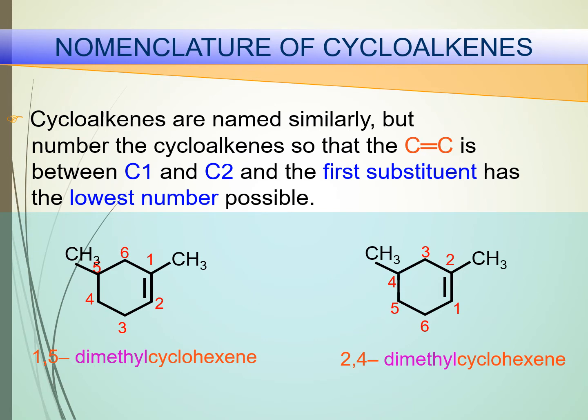Which structure do you think has the correct name? The answer goes to the first one on the left, 1,5-dimethylcyclohexene. This is because the first carbon of the double bond has one methyl substituent attached to it, whereas the first carbon on the right-hand side of the cycloalkene shows no substituent attached to it.